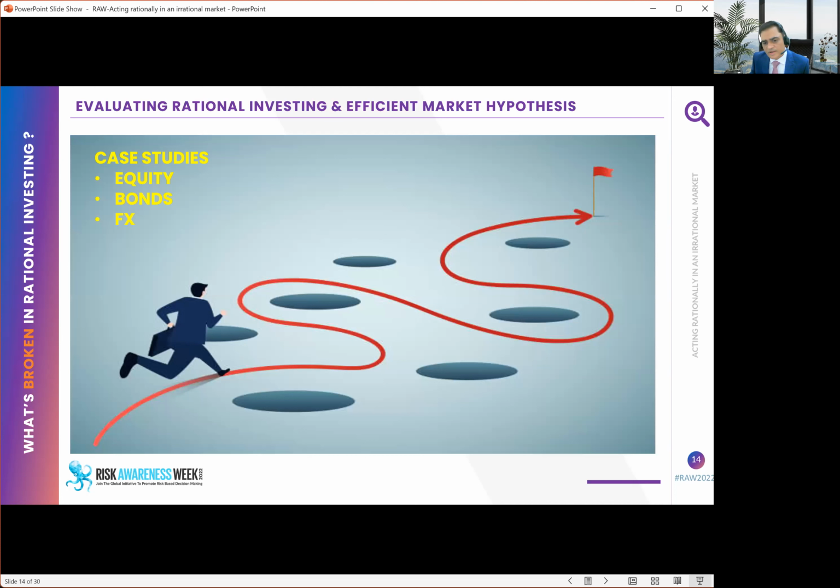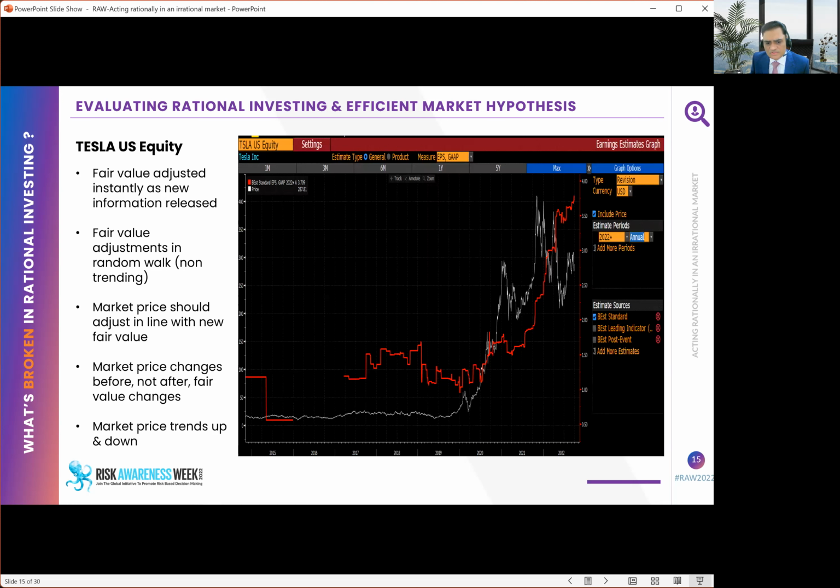So we have tried to understand the key concepts of rational investing, the efficient market hypothesis, and some valuation and portfolio models. Now let's see what is not working and what is broken. In other words, what are the pitfalls of rational investing and the efficient market hypothesis? I would go through these fairly rapidly, but you will get the key concepts. So here I'm going to use Tesla as a US equity case study to test the efficient market hypothesis and the rational investing concept.